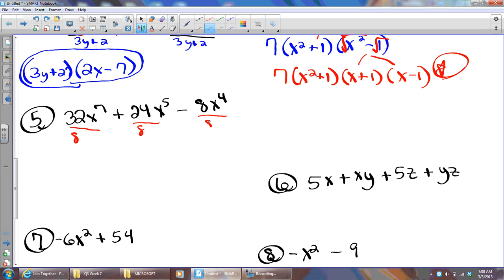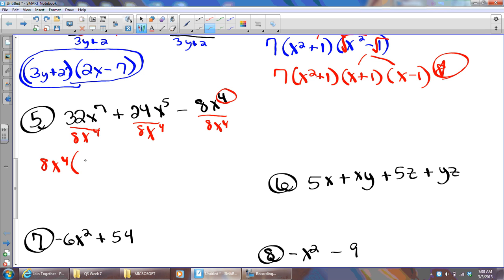What's the GCF of x to the 4th, x to the 5th, and x to the 7th? Remember, take the smallest exponent. The least exponent is what we want. X to the 4th, x to the 4th. So we're going to have an 8x to the 4th out front.